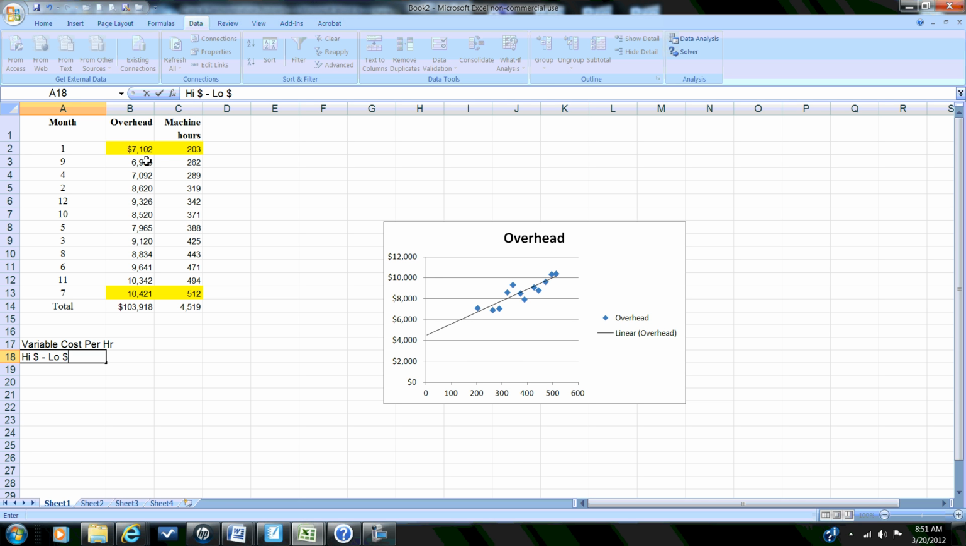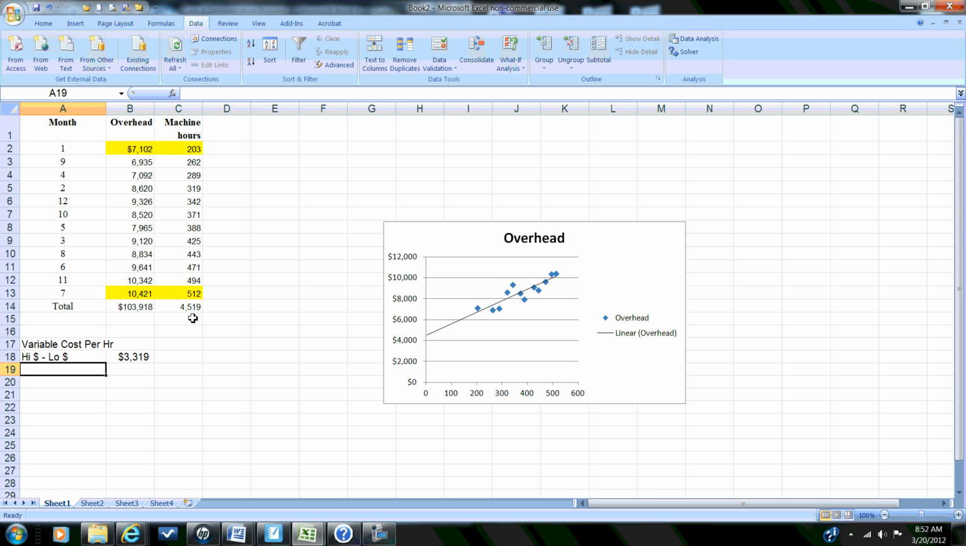So the high for our activities was 512. The corresponding cost is going to be 10,421. We'll subtract the low, the 7,102. Notice we're not going for the lowest dollar amount. We're going for the dollar amount at the lowest activity. All right. So that's our high activity dollars minus the low activity dollars.